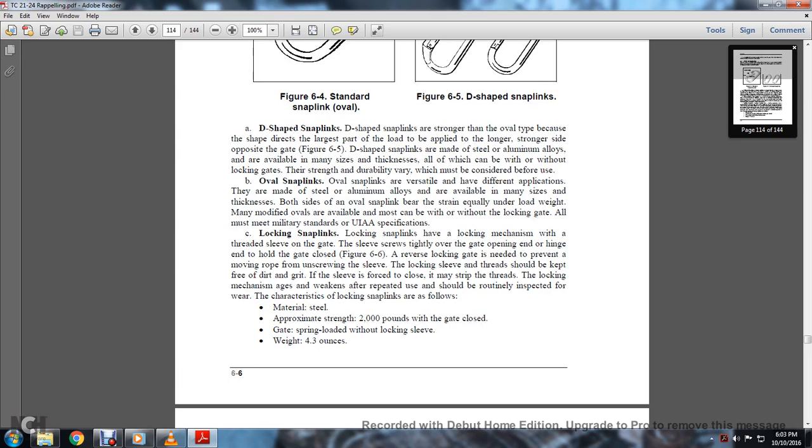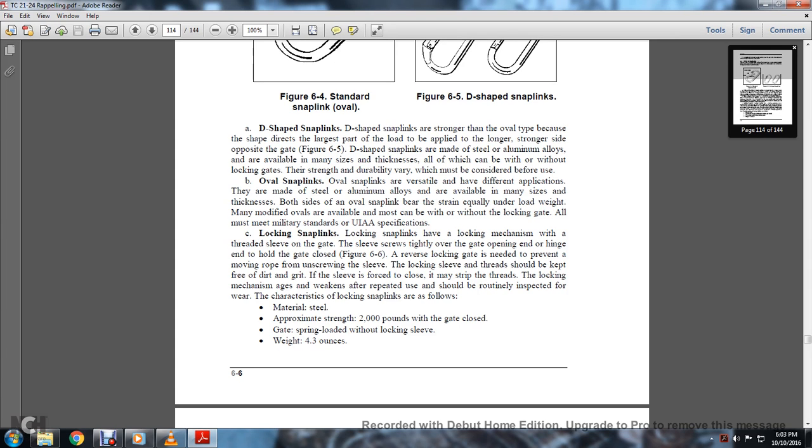Locking snap links. Locking snap links have a locking mechanism with a threaded sleeve on the gate. The sleeve screws tightly over the gate opening at the end of the hinge to hold the gate closed. A reverse locking gate is needed to prevent movement of the rope from unscrewing the sleeve. The locking sleeve and the threads should be kept free of dirt and grit. If the sleeve is forced to close, it may strip the threads.